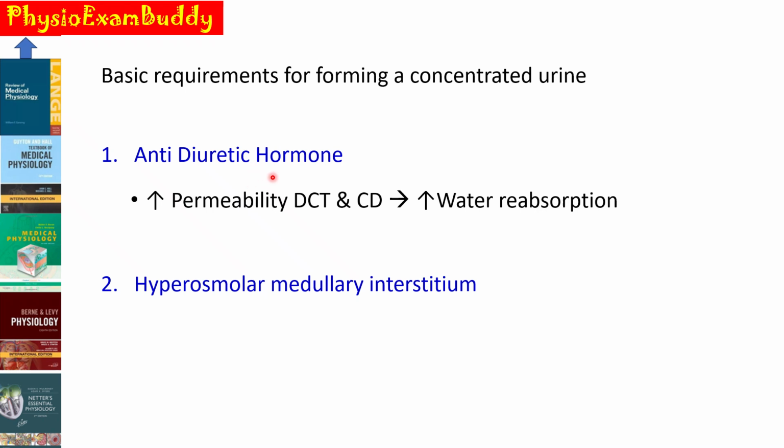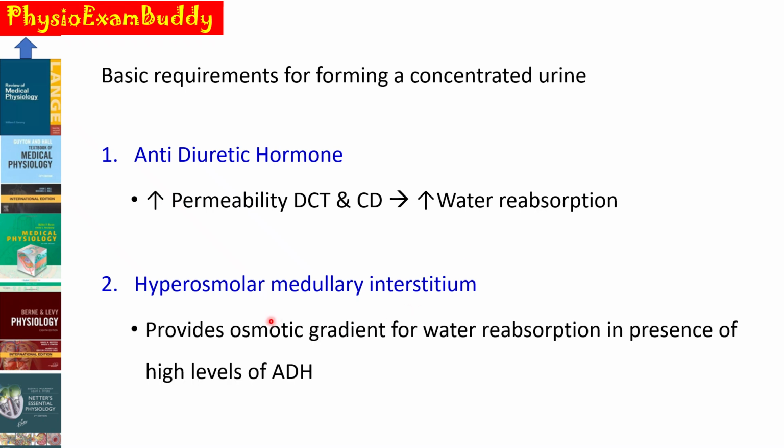In the presence of ADH or antidiuretic hormone, the water permeability is increased in the DCT as well as in the collecting duct, which will favor water reabsorption in these areas. So water will be reabsorbed back into the interstitium. So solute rich urine will be excreted, that is concentrated urine.